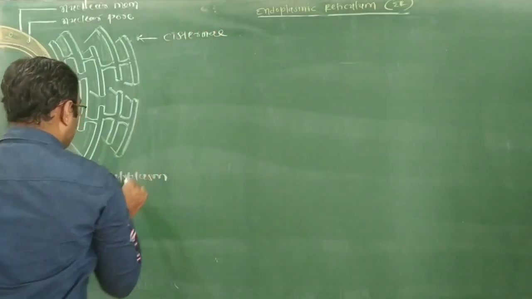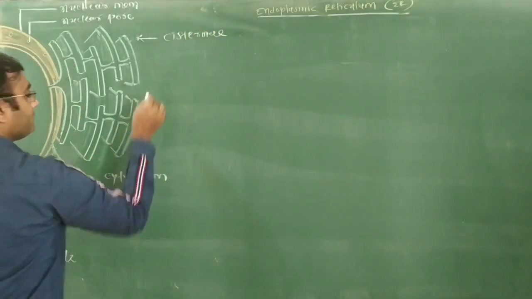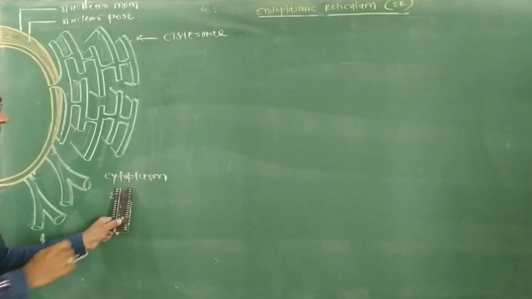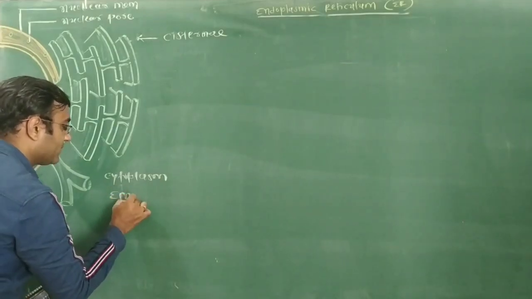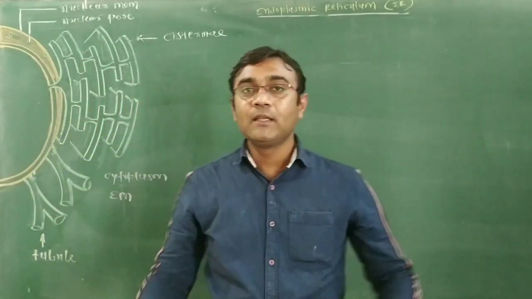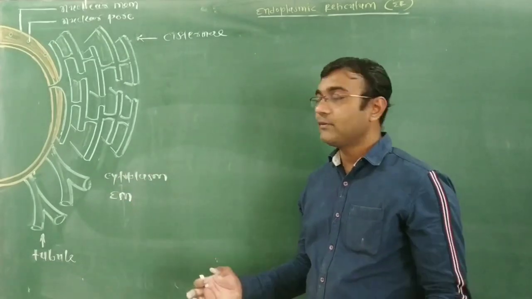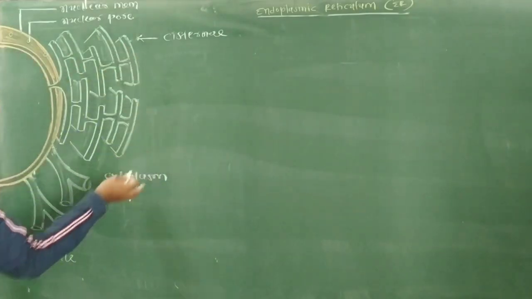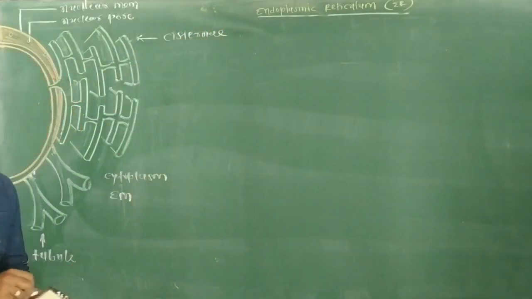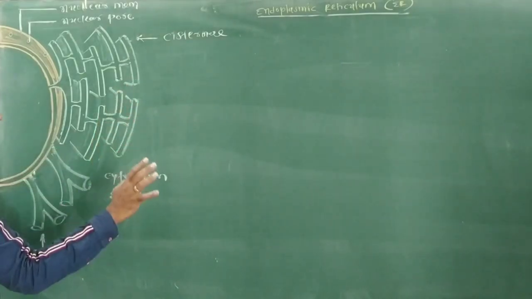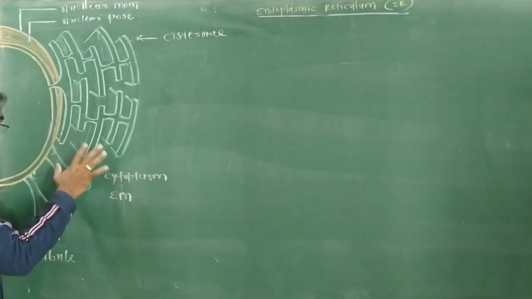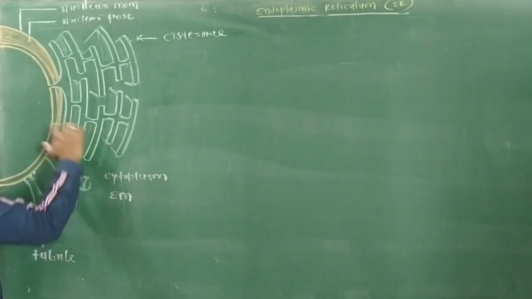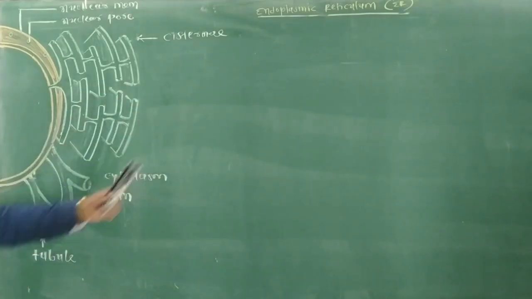Electron microscope observation. According to electron microscope observation, within the cytoplasm there is a typical complex network, or reticulum, of tiny tubules spread within the cytoplasm. That is what we call the endoplasmic reticulum. So the endoplasmic reticulum is the network, the reticulum of tubules, spread within the cytoplasm.